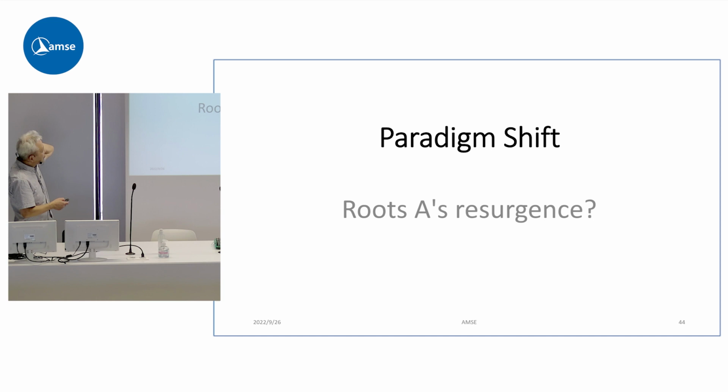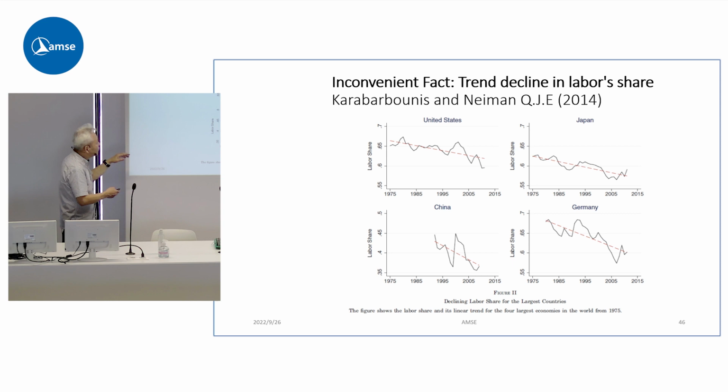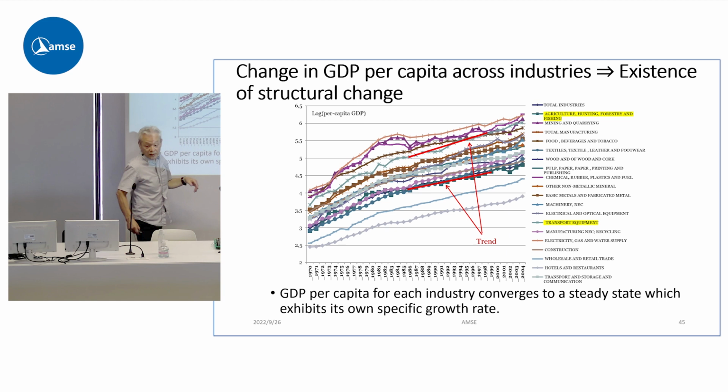So now we face the so-called paradigm shift. I believe this is what I want to say today. Now look, I think each industry has its own balanced growth path. It's a different balanced growth path. Okay, we can maybe check. The trend lines have very different slopes. It looks similar, but different slopes.